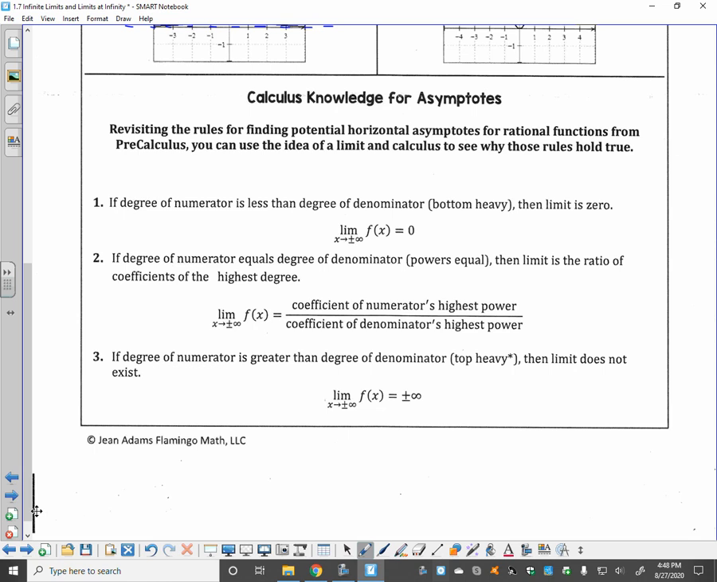So we're going to write that with a limit. The limit of the function as it heads off into the sunset towards positive infinity or negative infinity, the y values are going to be drawn to 0. That's saying you have a horizontal asymptote at y equals 0. This is what you said in pre-cal. This is what they're saying in calculus.